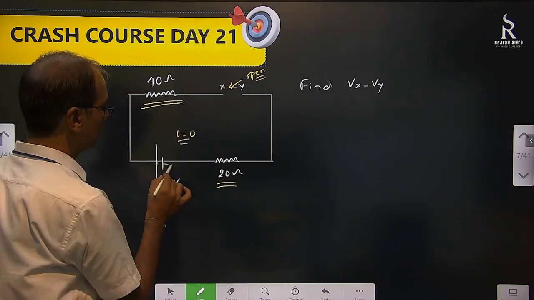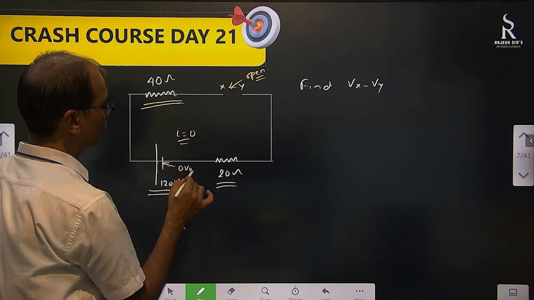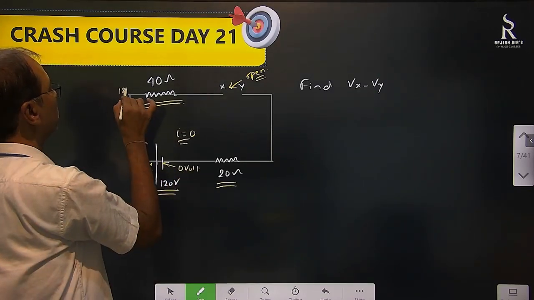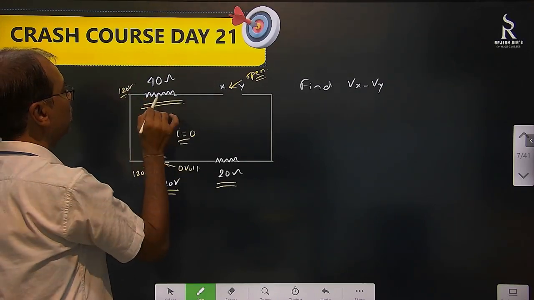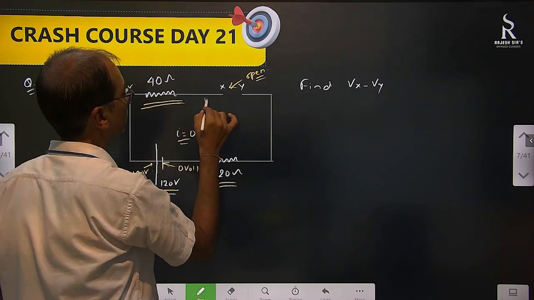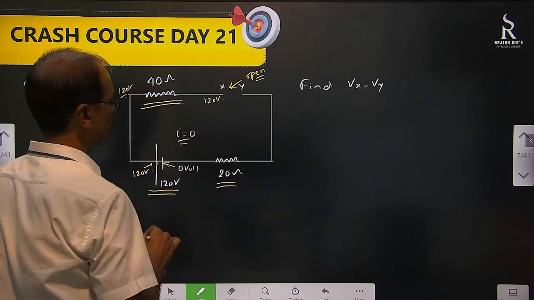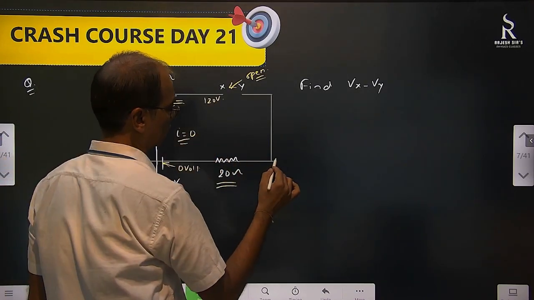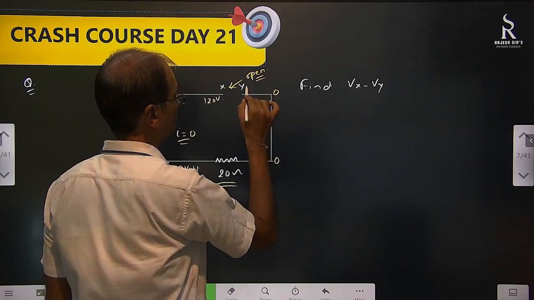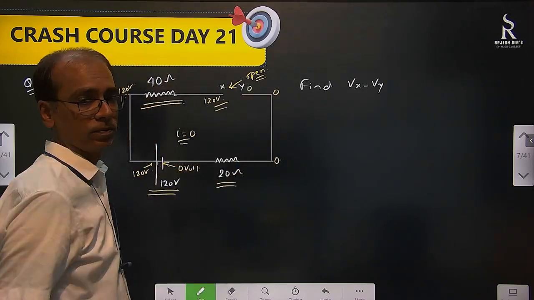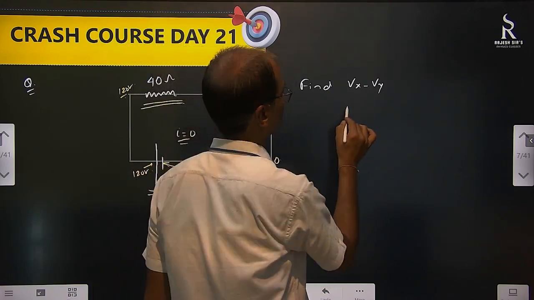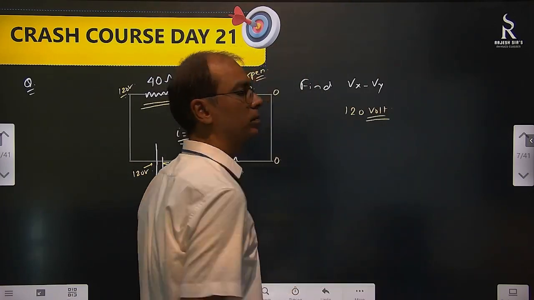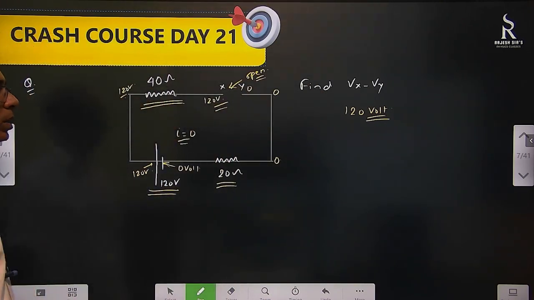If I is 0, across resistors there is no potential drop. So if I say here, this is 0 volt and this is 120 and here is also 120. And how much is current in this one? No current. So here is also 120. Same way this is 0. What is the current in this one? No current. So this is also 0, 0, 0. So what is Vx minus Vy? 120 volt. Vx minus Vy is 120 volt.